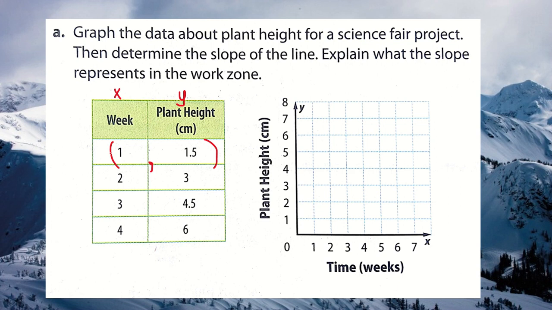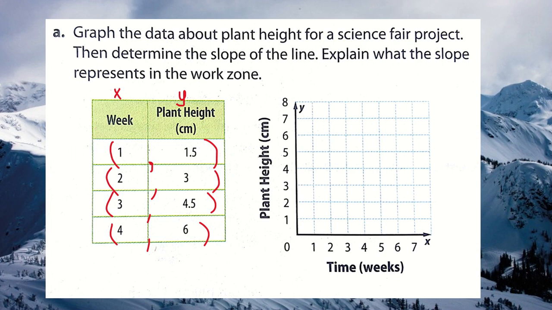That is the point 1, comma 1.5. But right, you see how instead of writing it off to the side, I just put the parentheses and comma right there. Okay, do that for every single one. And we can graph these points.